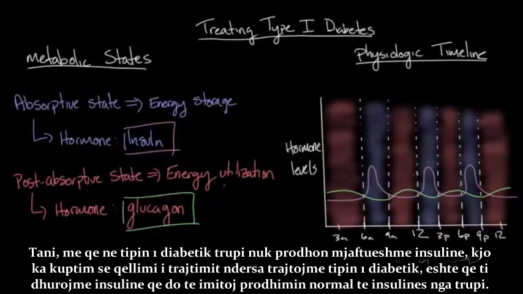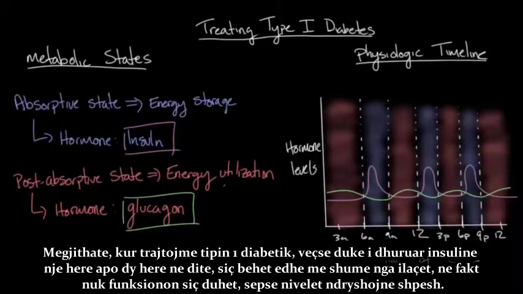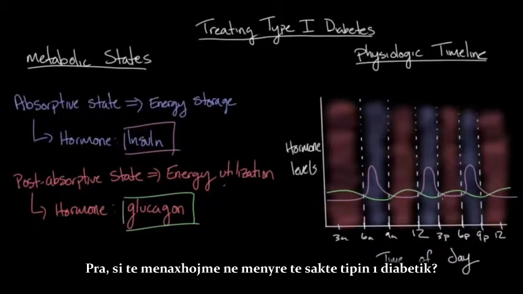Now, since in type 1 diabetes, the body doesn't produce enough of this insulin, it makes sense that the goal of treatment when we're treating type 1 diabetes is to give insulin that will try and mimic the body's normal production of insulin. However, just giving insulin maybe once or twice a day, as is done with most medications, doesn't really work because the levels are changing so frequently. So then how exactly do we manage type 1 diabetes?